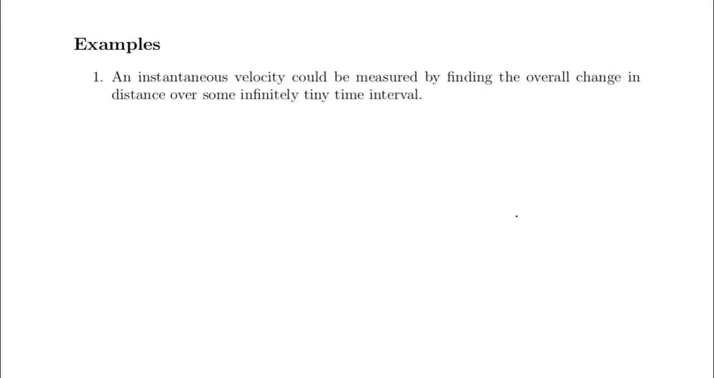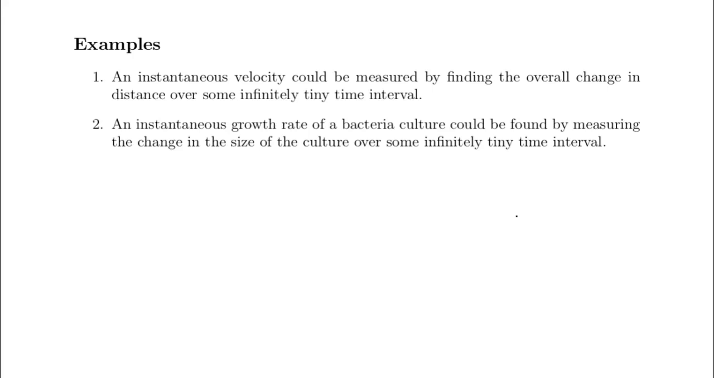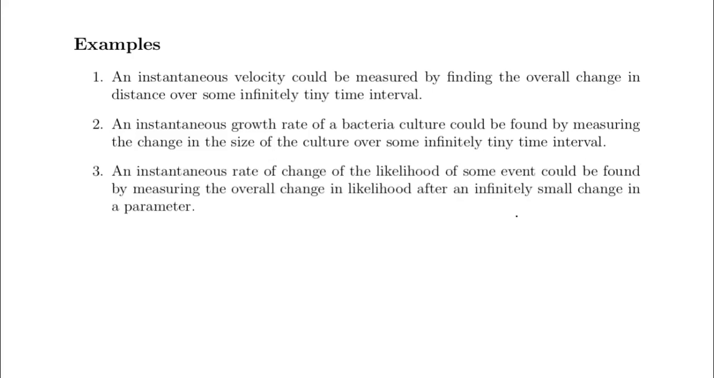An instantaneous velocity could be measured by finding an overall change in a distance over some really tiny time period, right? An average velocity would be a change in distance over some relatively decent sized time interval. But if we just make that time interval really small, then we might get a hint at what the instantaneous velocity is. Similarly, an instantaneous growth rate of like a bacteria culture or something like that could be found by measuring the change of size in that bacteria culture over, again, an infinitely tiny time interval. An instantaneous rate of change of the likelihood of some event happening could be found by measuring the overall change in likelihood after an infinitely small change in a parameter.